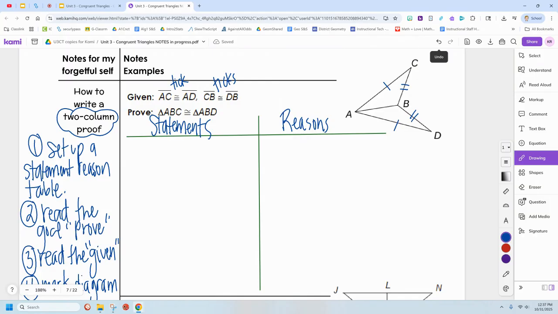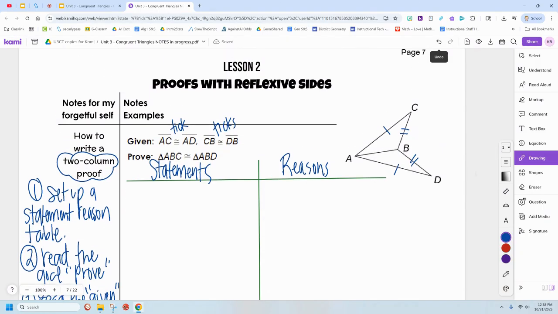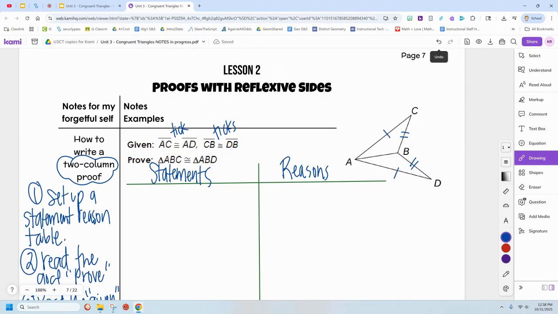Do people have ideas in their head? Yes. Okay, so we look at the name of the lesson. It says proofs with reflexive sides. Does everybody have an idea in their head? Yes. Tyler? I have a reflexive side. I have an idea. Oh, okay, great. And what are we trying to prove? We're trying to prove triangles congruent.